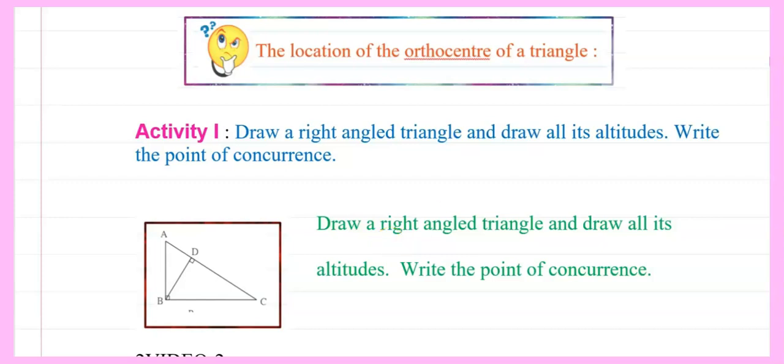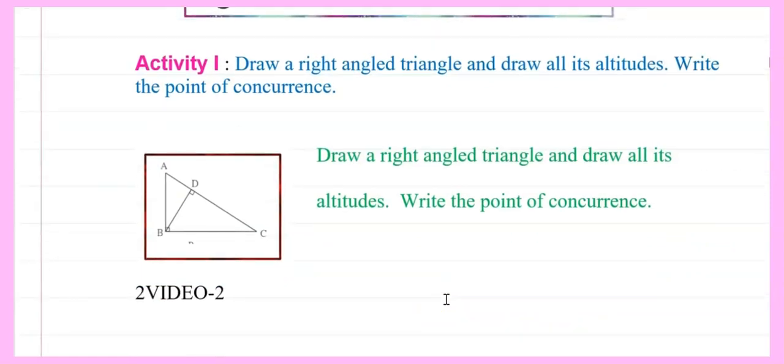Now the next question is, what is the location of the orthocenter of a triangle? For that we will see an activity and we will draw different types of triangles. First activity is to draw a right angle triangle and draw all its altitudes. Write the point of concurrence.